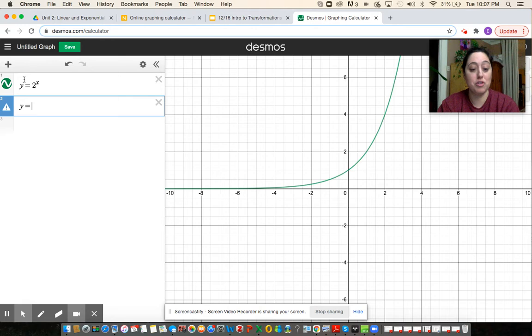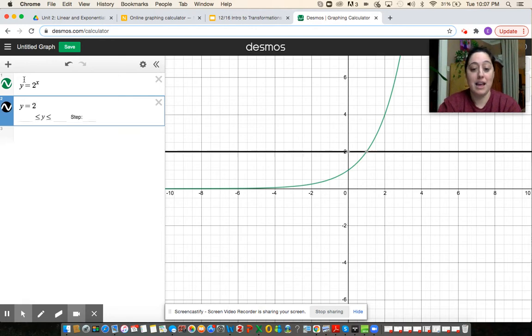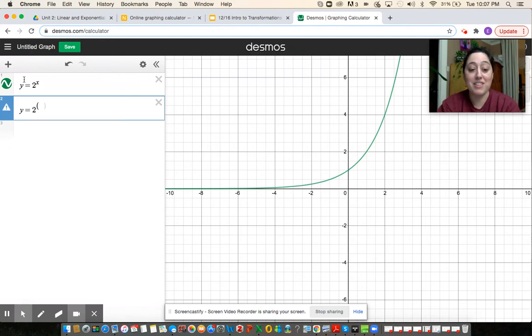Y equals 2. And now I'm going to put a parenthesis. So I know all of this is in the exponent part. So I put x. Do I want it to go to the right or to the left? All right, I'm just going to pick a number. So I'm going to say plus 3. So pause. How do you think it's going to move it when I put plus 3? And I'll give you a hint. It's either to the right or to the left. Plus 3.